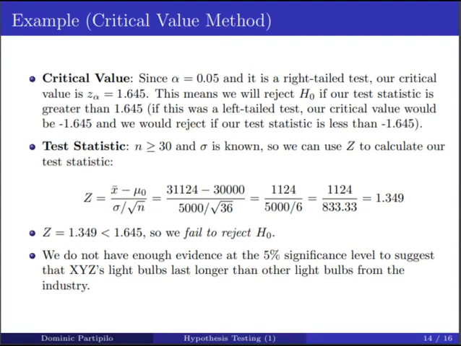Our test statistic here, again, we can use Z because we have a sample size greater than 30 and the population standard deviation is known. When we determine Z, we'll find that Z is going to be 1.349. And since 1.349 is not as extreme as 1.645, our critical value, we would fail to reject the null hypothesis. That means we don't have enough evidence at the 5% significance level to suggest that XYZ's light bulbs last longer than other light bulbs from the industry. Now, notice we did not say that we accept the null hypothesis. Just because we couldn't prove the null hypothesis wrong doesn't necessarily mean that it's true. All we can say here is that we failed to reject H0.